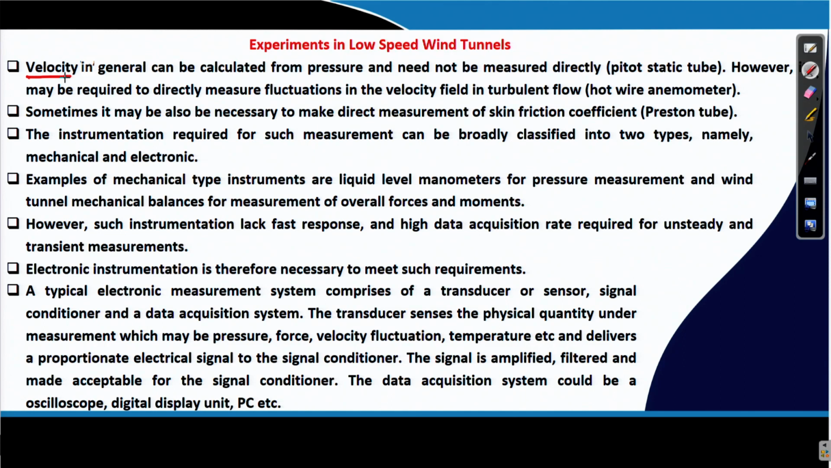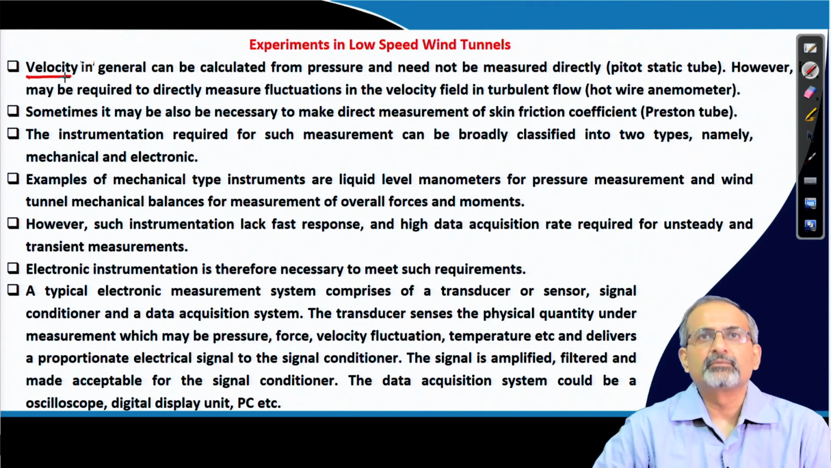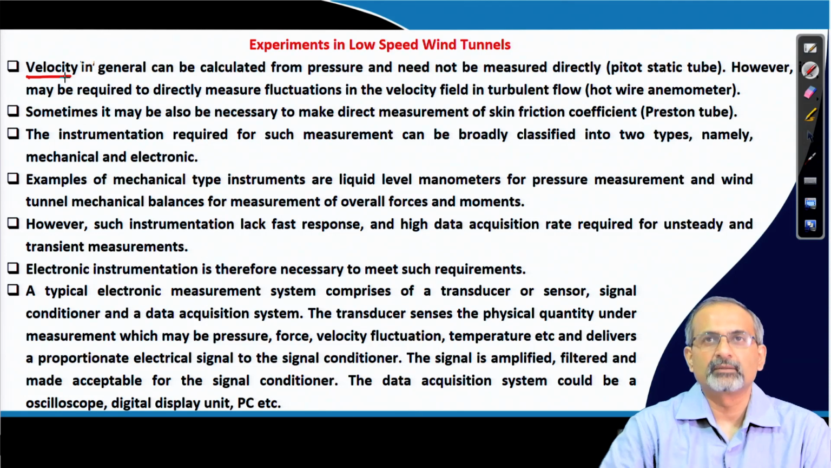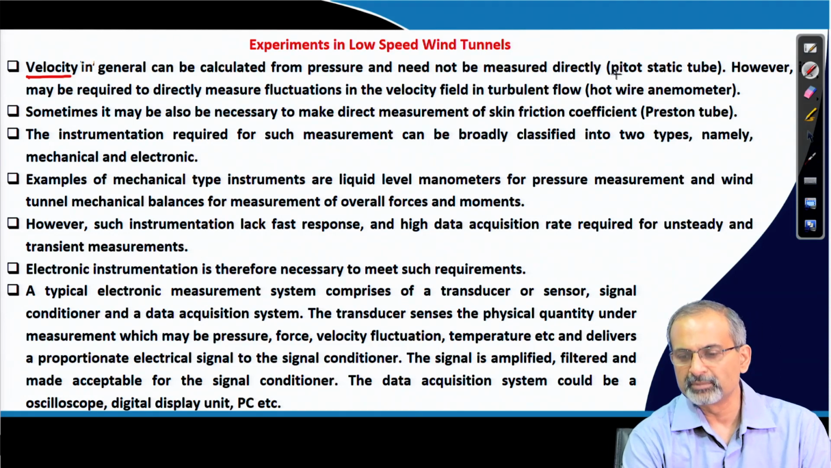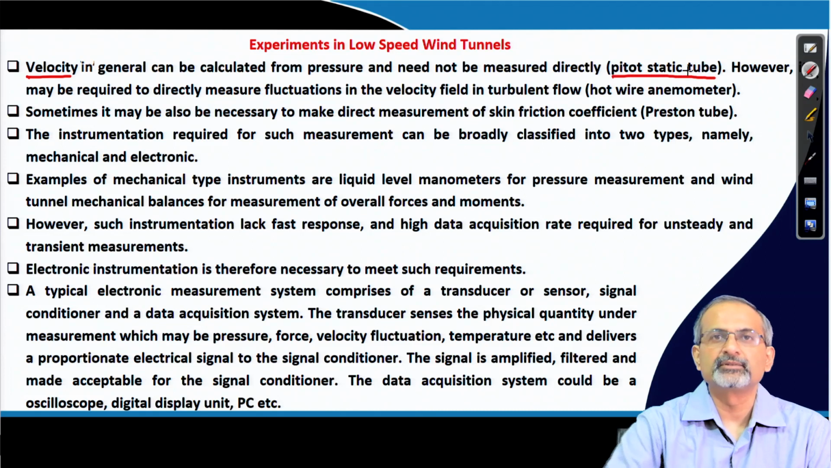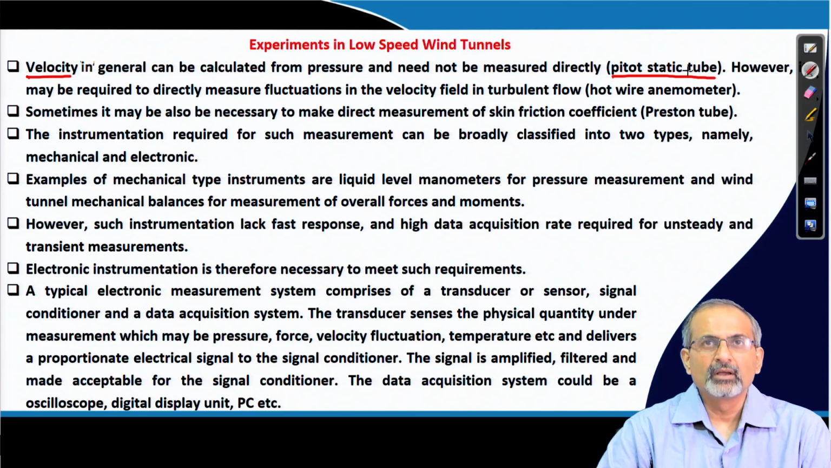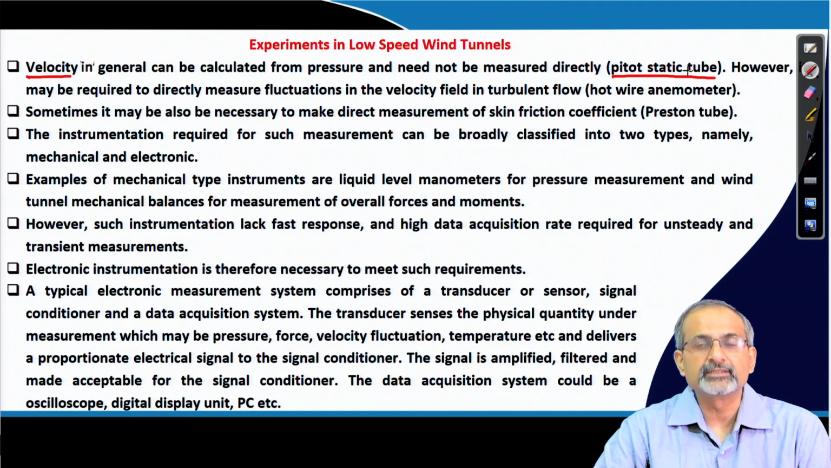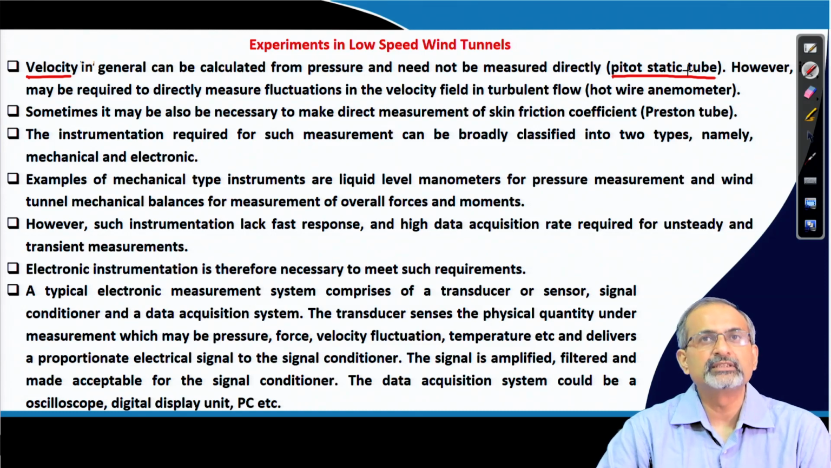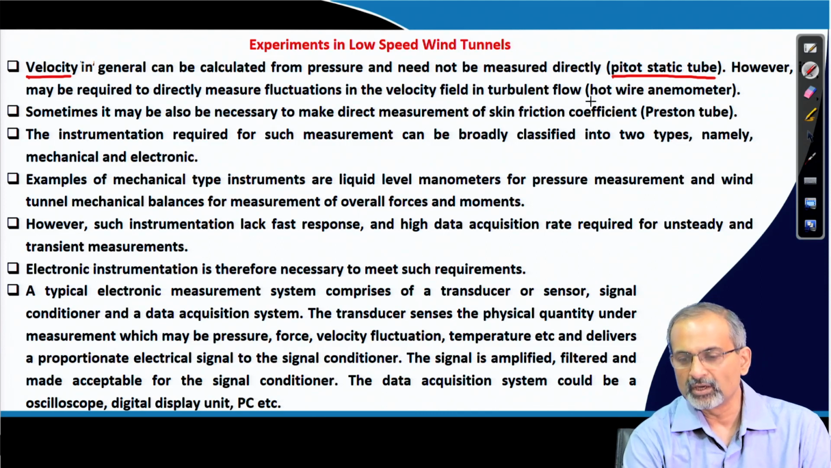We know that velocity is generally calculated from pressure and need not be directly measured in low speed applications. We can make use of the pitot-static tube, and the difference between the dynamic and the static pressure would give us the local velocity. However, we may be required to directly measure the velocity fluctuations in a turbulent flow field, in which case the pitot-static tube is not the appropriate instrument. You may need to use the hot wire anemometer.